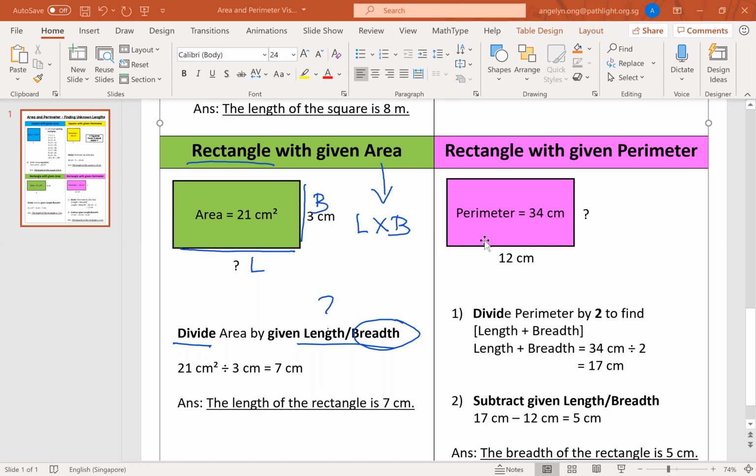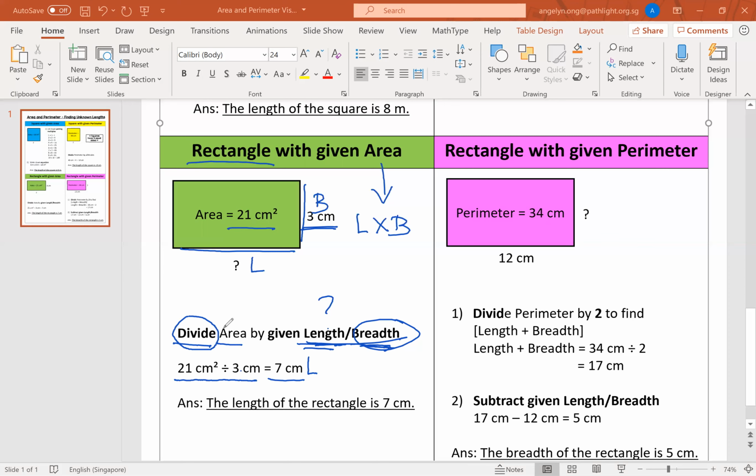So you see the area is given as 21 square centimeters, divide by what? 3, because they told us that the breadth is 3. And then 21 divided by 3 is 7. So this is our length, the question mark. We always divide the area by whatever they've given us, either the length or the breadth, to find the other one. So if they give us the breadth, we are finding the length. If they give us the length, we are finding the breadth.